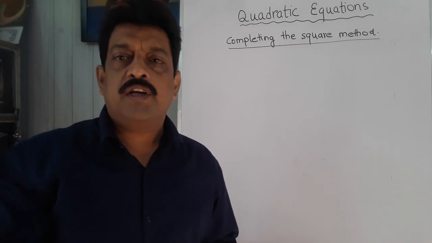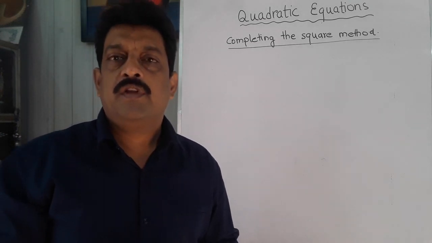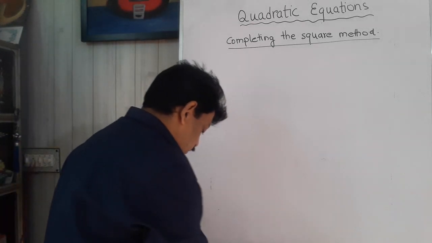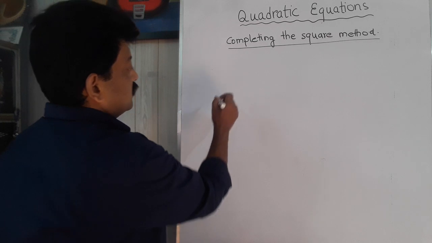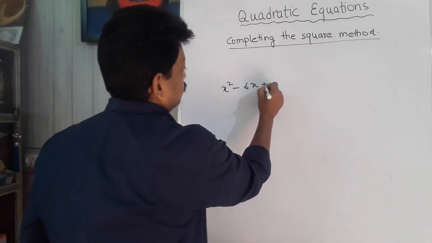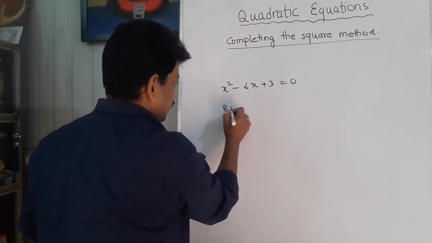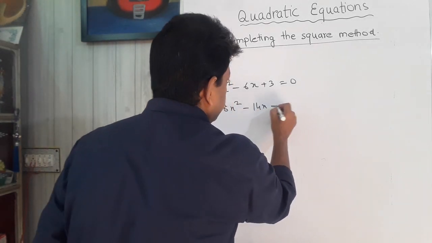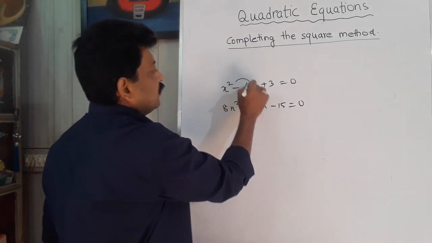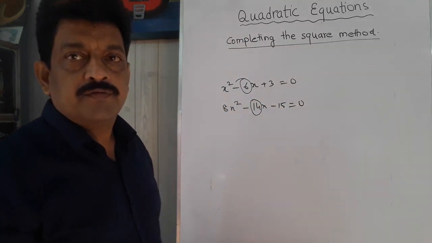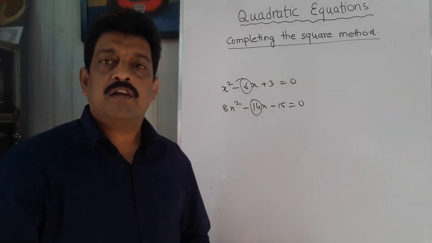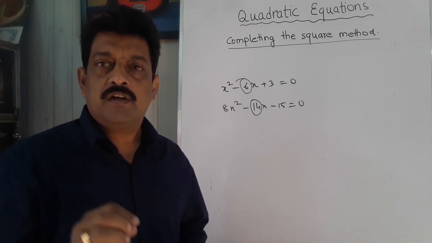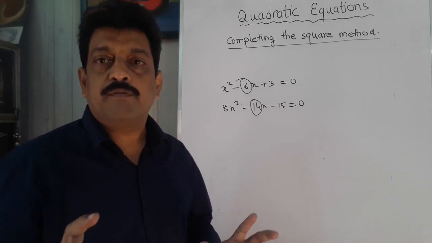See here, both the examples which I have done just now contain an even number as the middle term. The first case was x square minus 6x plus 3, and the second case 8x square minus 14x minus 15 equals 0. Here both the middle terms are even. Sometimes the middle terms are given as odd. In that case it becomes a little bit difficult to make it a perfect square.